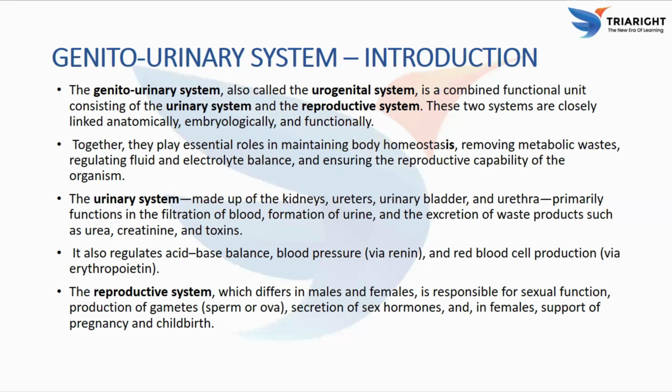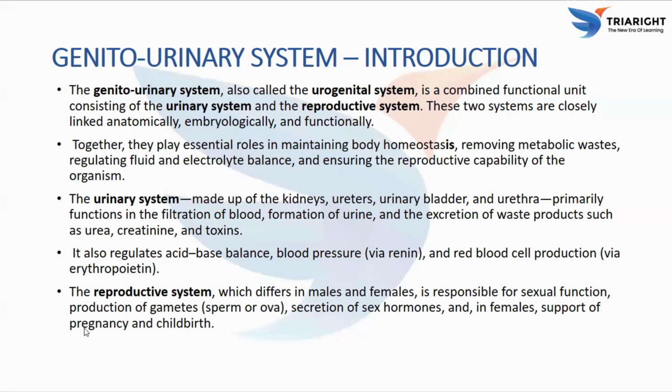The kidneys also control the blood pressure through a chemical called renin. The urinary system also helps in red blood cell production. By releasing erythropoietin, it signals the bone marrow to make red blood cells. It also maintains the acid-base balance. How does it maintain it? By controlling the hydrogen ions and also the bicarbonate levels. So this is about the urinary system.